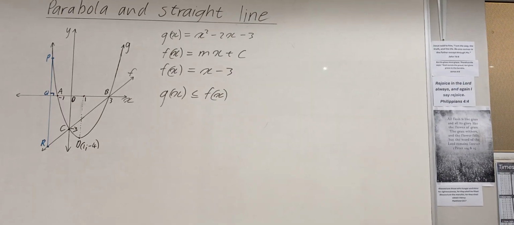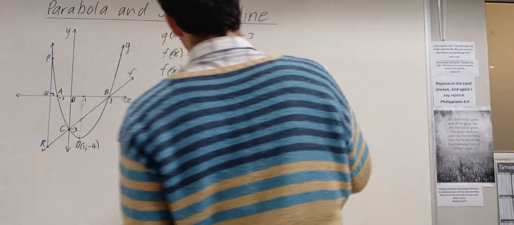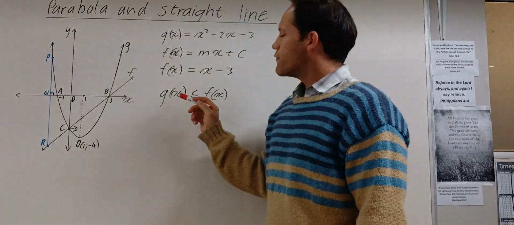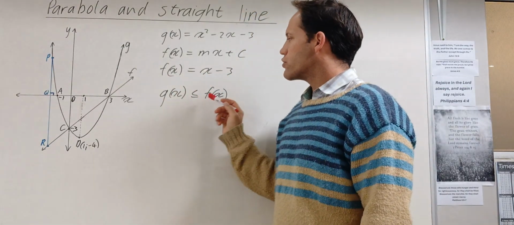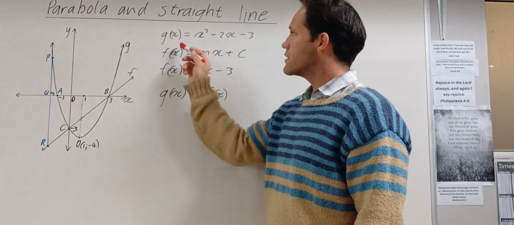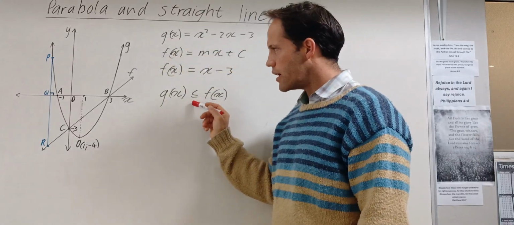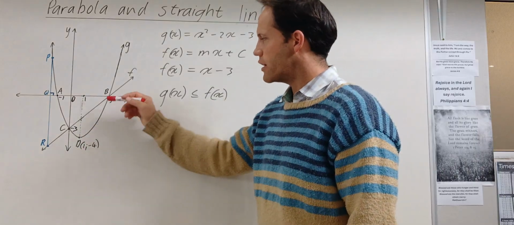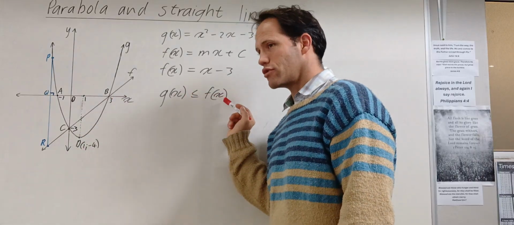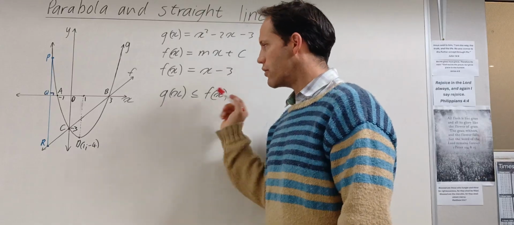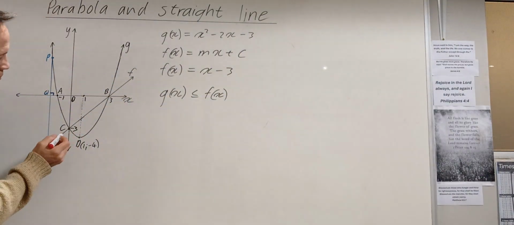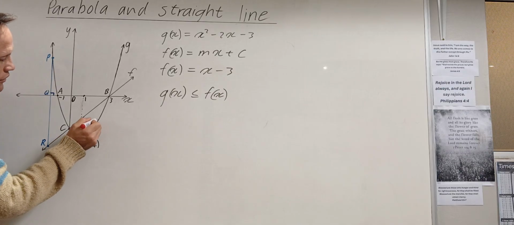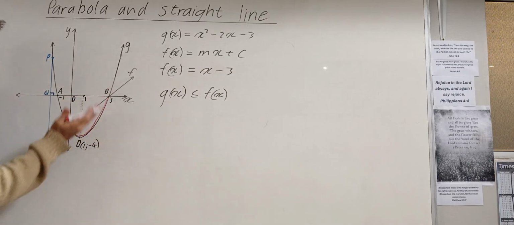Right, so the next question is, after we found the equation of the straight line, x minus 3, now we need to find out where g(x) is smaller or equal to f(x). So g(x), the parabola, smaller or equal to f(x), the straight line. So it must be smaller, so this one must be below this one. That's what it means, below. So that means we want to know this part here, from there to there. That's where it's below the straight line.